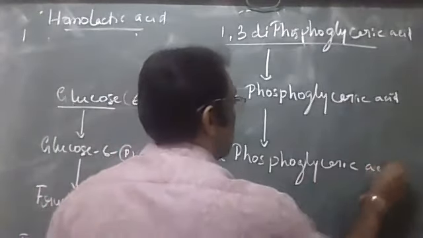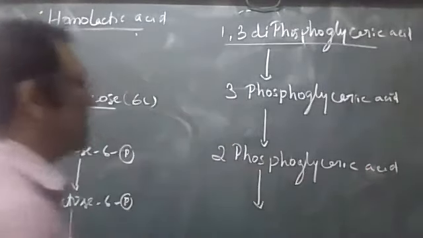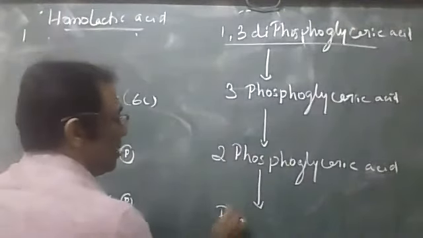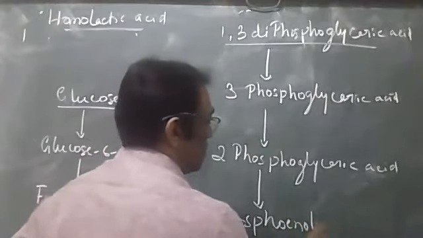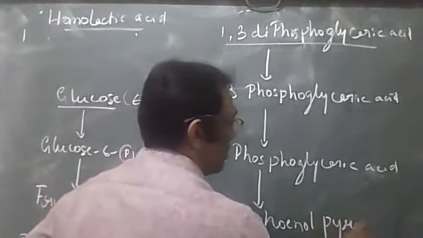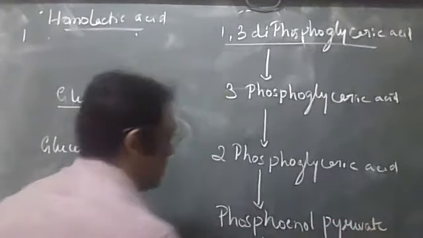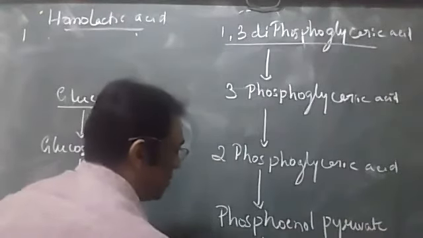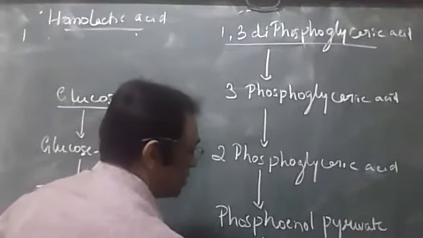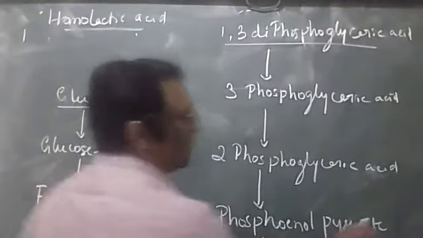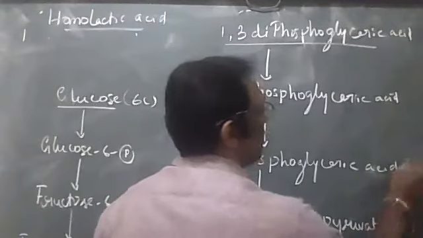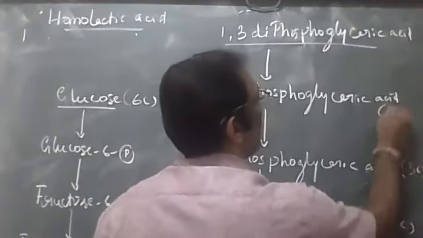Then further to phosphoenol pyruvate. Then it converts to pyruvate or pyruvic acid. All of these are how many carbon? How many?